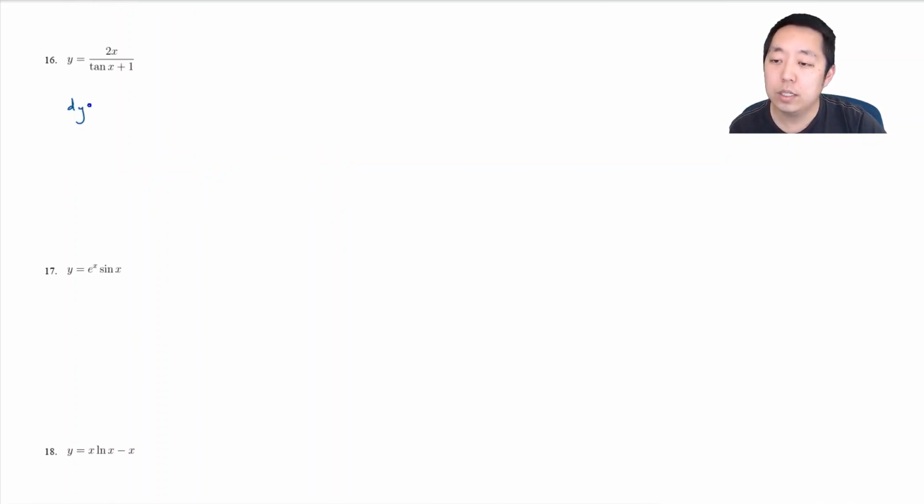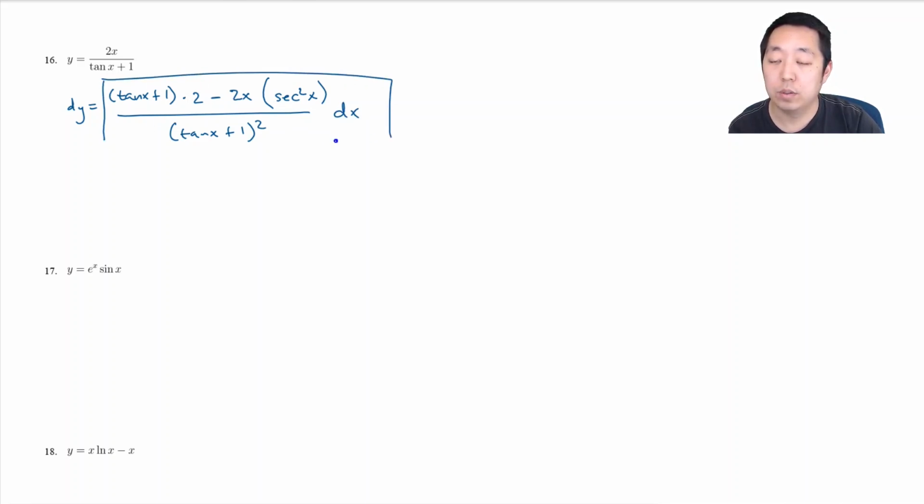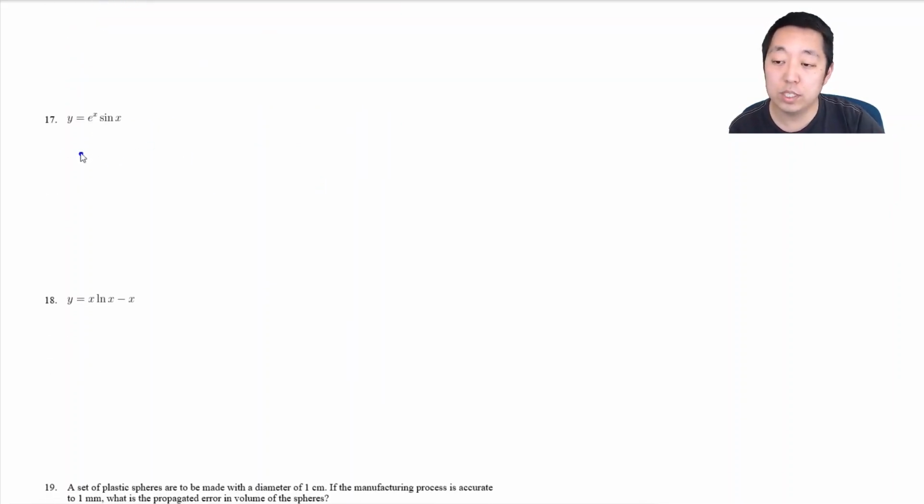For dy here, I'm going to do the quotient rule. I'm going to do the bottom, which is tan x plus 1, times the derivative of the top, which is 2, minus the top times the derivative of the bottom. The derivative of tangent is secant squared. The derivative of 1 is 0, divided by tan x plus 1 quantity squared dx. I don't think I can really simplify that a whole lot, so I'll just leave it like that. This is really just practicing derivatives, just writing it a little differently, with the dx on this side instead of down here.